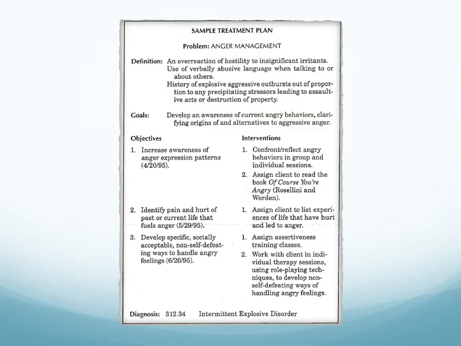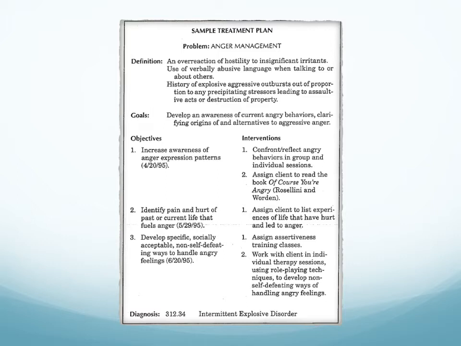On this slide is a sample treatment plan for the problem of anger management. I have also posted a copy of the treatment plan to Blackboard. This is an example of a treatment plan based on the systematic problem solving model. As you can see, the plan adheres to the systematic problem solving model, as it includes a clear definition of the problem, a list of goals and subgoals, the subgoals are the objectives, and interventions aligned with each objective. Missing here is the evaluation component.